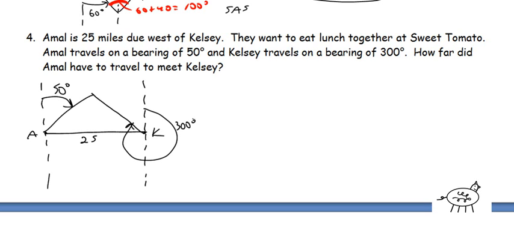Okay, how far did Amal have to travel to meet Kelsey? So, this is actually really not too bad. This is what you're looking for, obviously that x there. And since that's a 50-degree angle, we know that this is going to be 40 degrees. That's pretty easy. And the deal is we need to figure out this angle right here.